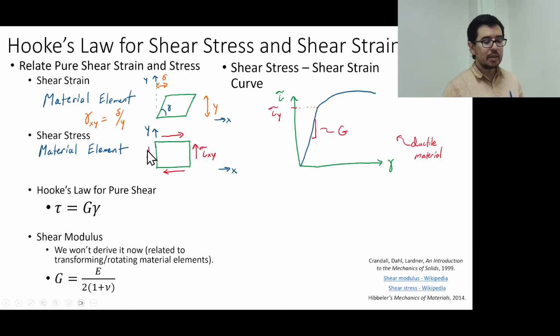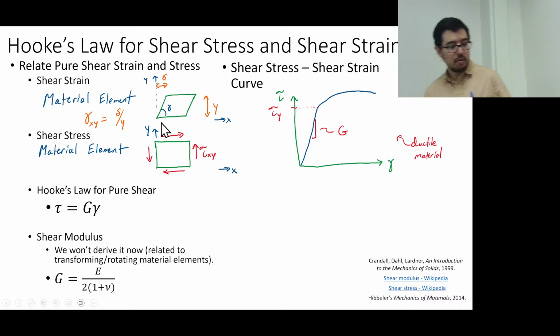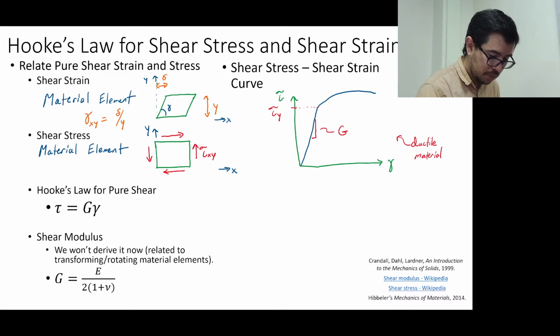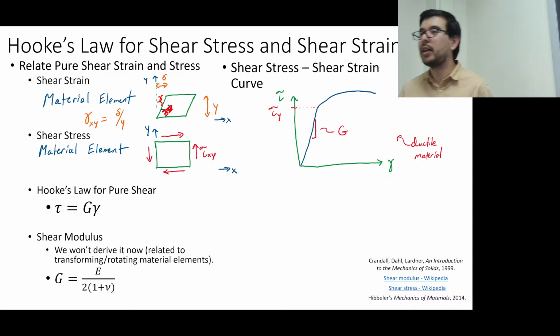On the element itself, this deformation, this gamma, like we said, gamma xy, is often associated with a shear stress. So the shear stresses end up being drawn as arrows like these, whereas the shear strain ends up being drawn as an angle like that.